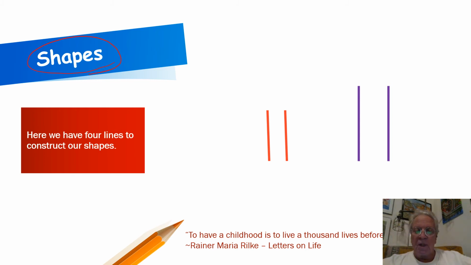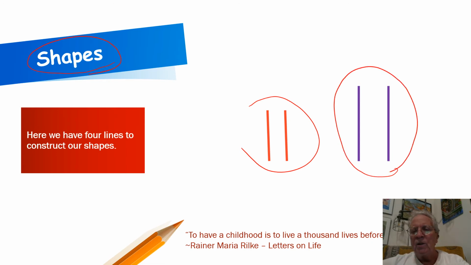Okay, so we're going to talk about shapes. And the shapes that we're going to talk about today are the square and the rectangle. Okay, now I have 4 lines here. I have 2 red and 2 purple.